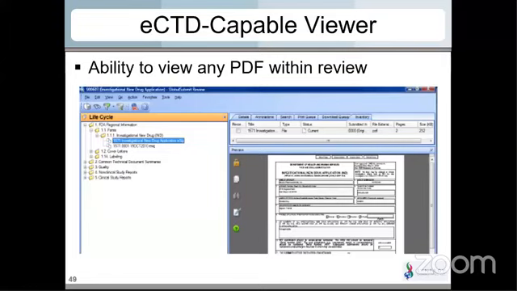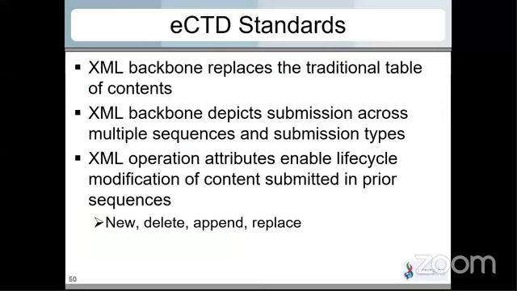And although the display may look different for some of them, they still do the same things and provide the same type of information. The XML backbone then replaces the traditional table of contents that you would prepare for your submission. It depicts submissions across multiple sequences and submission types. And then the operation attributes, which I mentioned a few moments ago, enable the lifecycle modification.